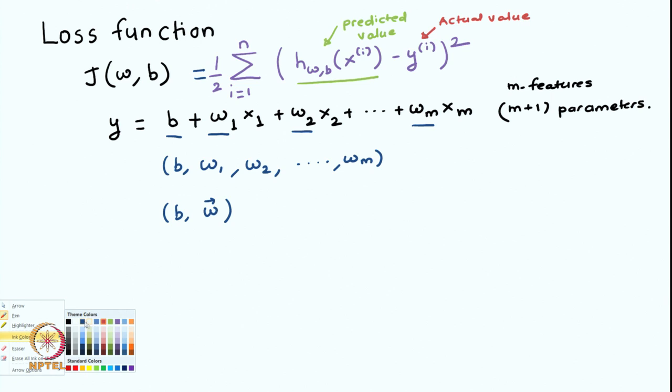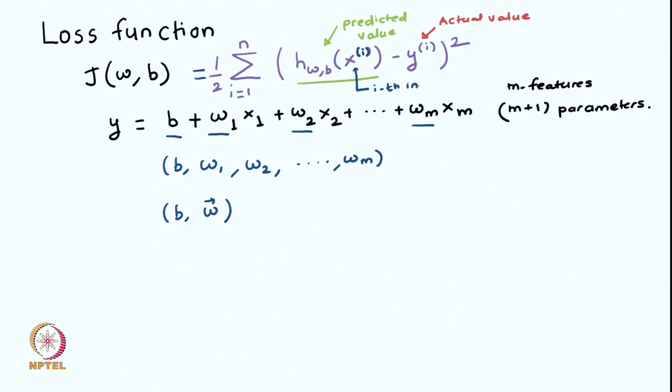And just to remind you, this i over here represents that this is the ith point, this is the ith input, and this is the label for the ith input. So this is the loss function.